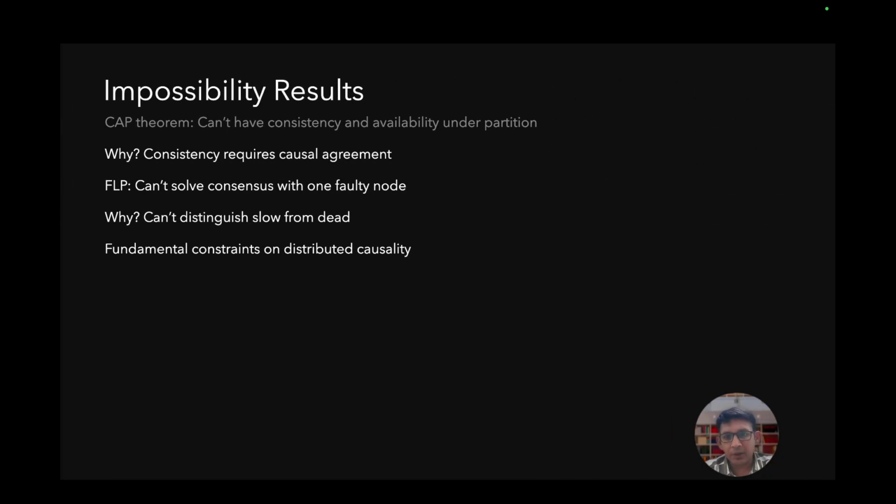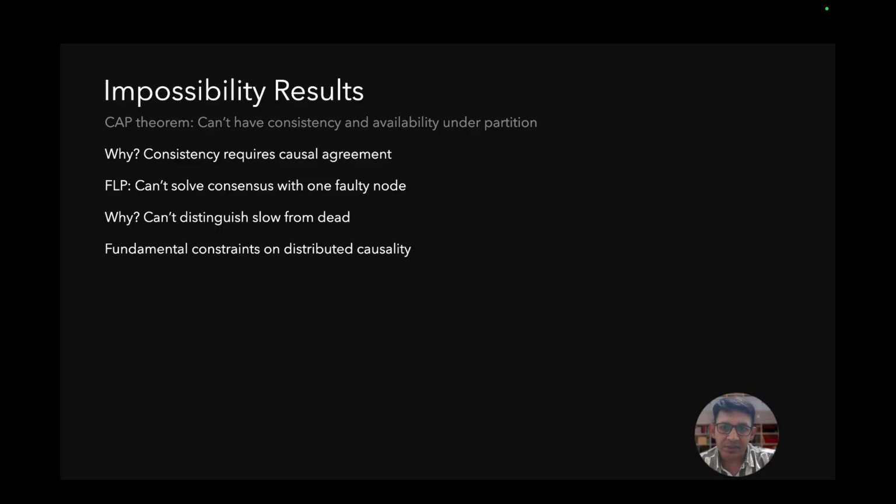Now, the CAP theorem and FLP impossibility results are theorems about causal limits. CAP says that in a distributed system with network partitions, you can't have both consistency and availability. Why? Because consistency requires causal agreement across nodes. When the network partitions, nodes can't agree on causality. You must choose either wait for agreement, which means you lose availability, or proceed without agreement, which means you lose consistency.